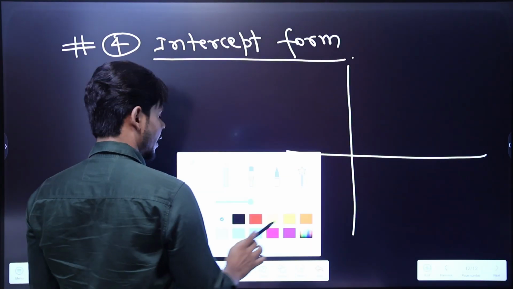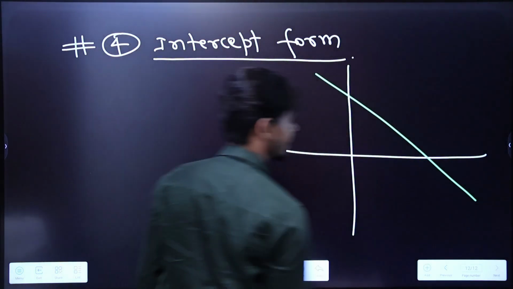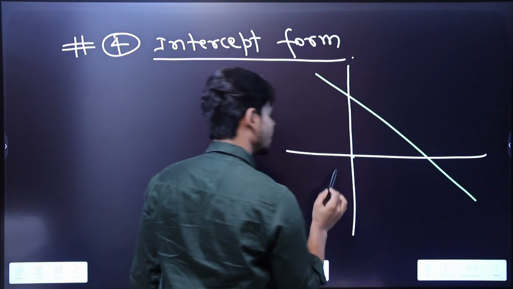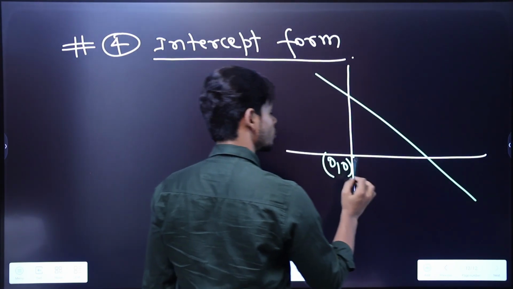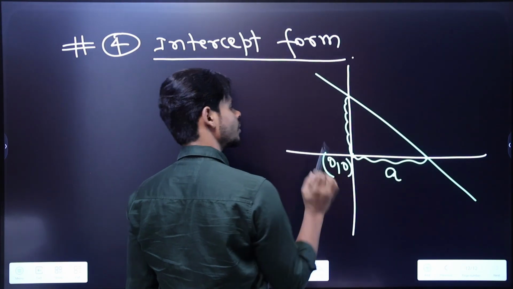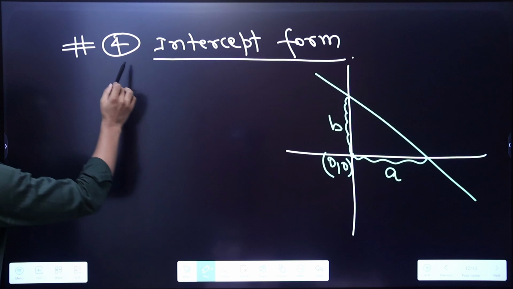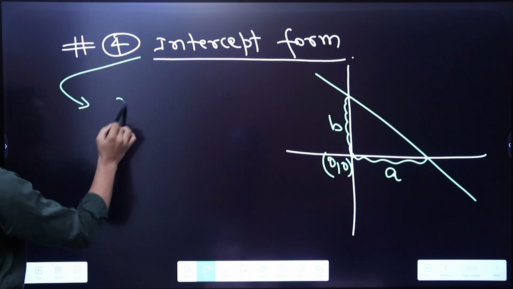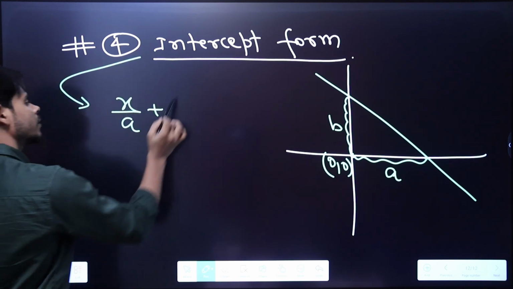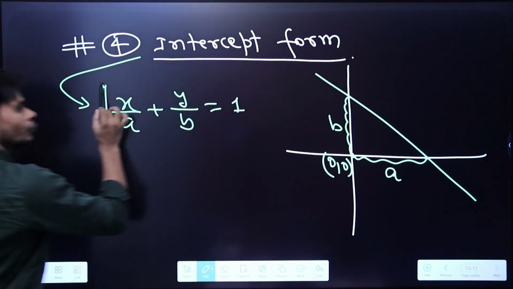For example, a line passing like this, so it is making some intercept with the x-axis also, like this one. Let's say it is a, and it is also making an intercept with the y-axis. Let's say in this case it is b. So the intercept form is x upon a plus y upon b, that is always equal to 1.